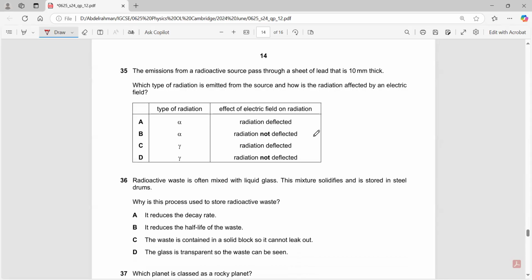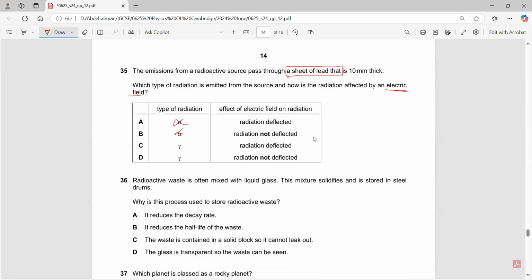The emissions from a radioactive source pass through a sheet of lead that is 10 millimeters thick. Which type of radiation is emitted from the source and how is the radiation affected by an electric field? Okay, so which radiation would pass through a thin sheet of lead? Would alpha be able to pass through? No. Gamma would only be able to pass through a thin sheet of lead.